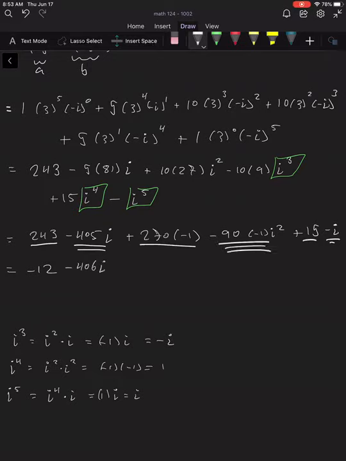We have a minus 90 times minus 1 times i squared. But really that minus 90 and minus 1 just becomes plus 90. And then we have i squared, but we know i squared is minus 1, so that's really just 90 times minus 1, so minus 90. Okay, so now what does this equal? We have minus 12 minus 90, which is minus 102, and then minus 406i. And so this will be our final answer.